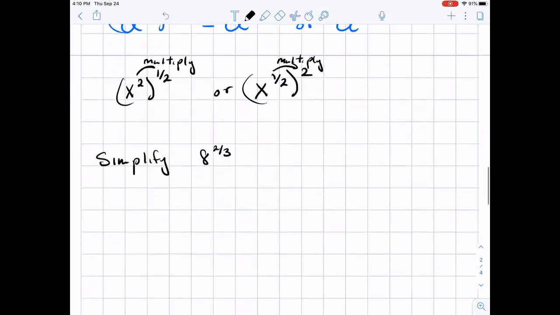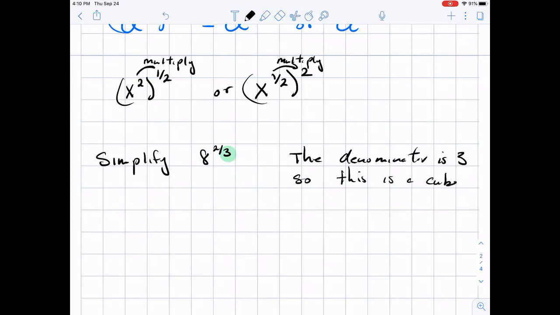So suppose I ask you to simplify 8 raised to the 2/3 power. Notice that the denominator here is 3. Okay? The denominator is 3, so this is a cube root. This is definitely a cube root. Now, this can be written 2 ways, right? We could say 8 to the 1/3 power squared, or we can say 8 squared raised to the 1/3 power.